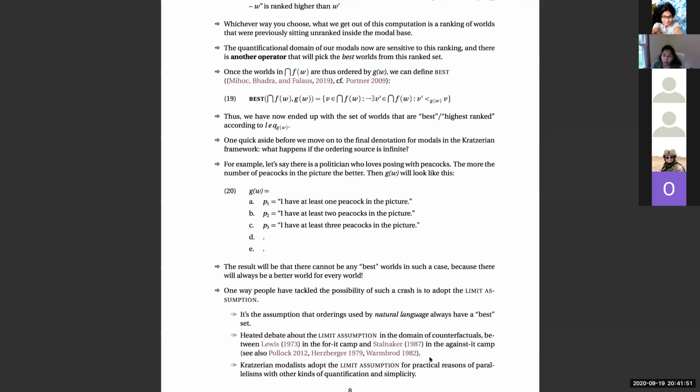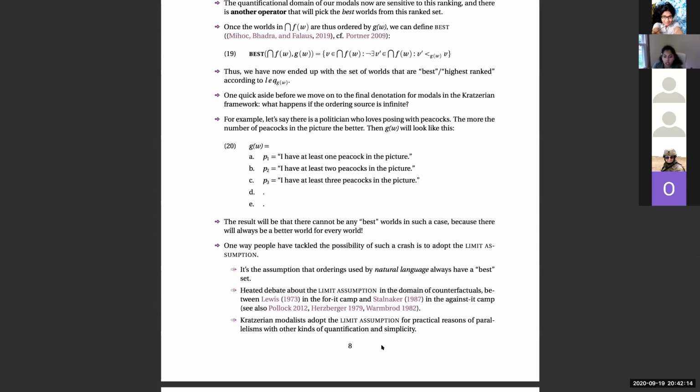So what people within criterion modality do is that they adopt the limit assumption for practical reasons. You want some parallelisms with other kinds of quantification, like in the nominal quantifier domain, right? You assume a restricted set of some sort. And just for simplicity, you don't want to always think about infinite sets. So for these reasons, the limit assumption is adopted. I just wanted to make sure that if any of you are wondering about infinite sets, then this is a way out of that.